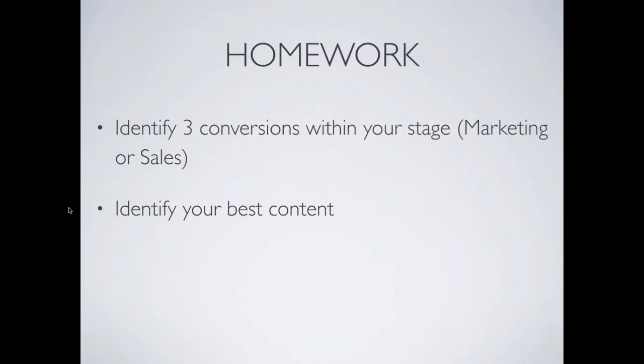I do have a little homework for everybody left here. First of all, identify three conversions within your stage, marketing or sales. Identify three individual conversions already within your stage, just like we said, from lead to opportunity, from opportunity to trial. Those are conversions in marketing. Someone who clicks through an email is now an actively interested lead, so I'm going to move them down. Someone who attends a webinar is now a qualified lead, so I'm going to move them over. Someone who fills out the pricing page form is now a hot lead, so I'm going to send them over to sales.